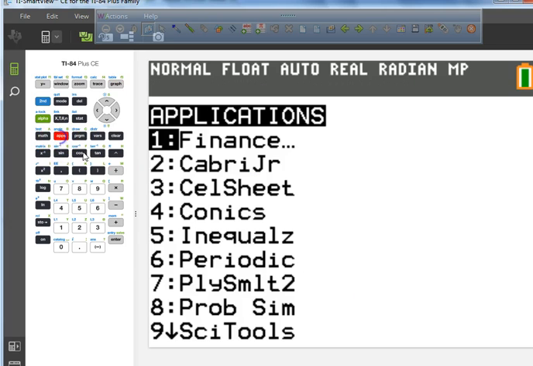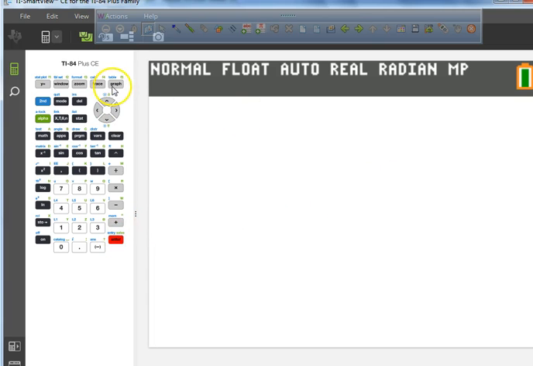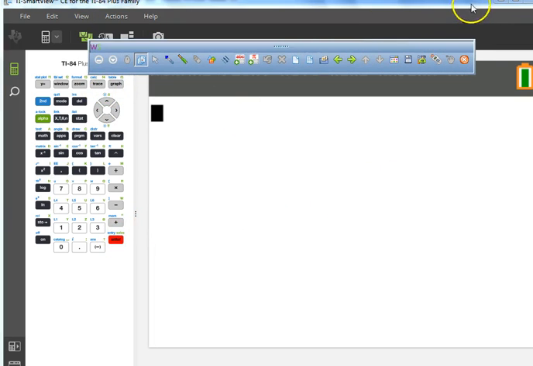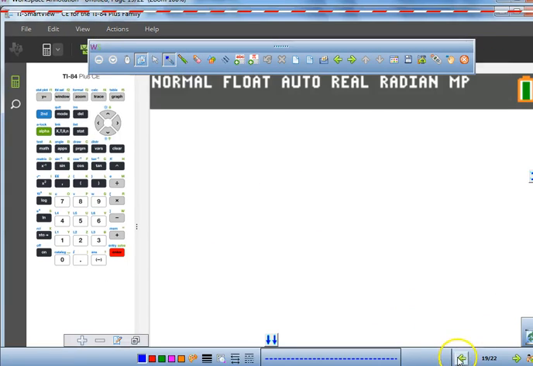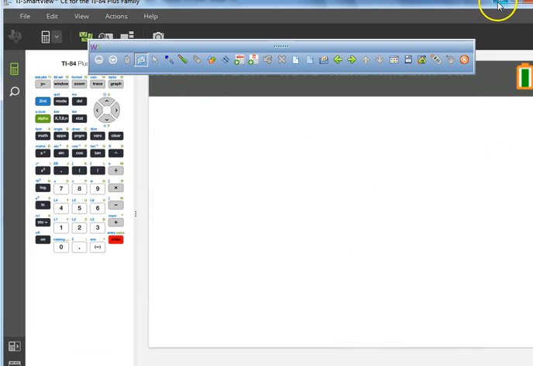But you have to have the app called this inequality graphing app, which I'm going to go and quit now. So you have to have that in order to do it. So that right there is problem number 3. Now we need to move on to problem number 8.